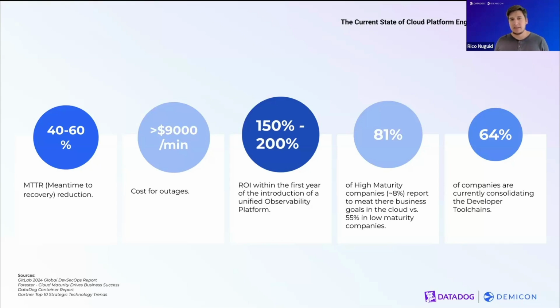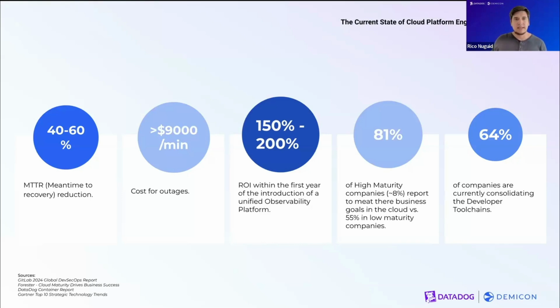The problem with this is that only 8% of the companies in this study are actually in the high maturity model. The bigger part of companies is not there yet. And with a lower maturity, the business goals in the cloud are often not met. One other factor where companies are aligning in our industry is that developer tool chains are way too fragmented and need to be consolidated.